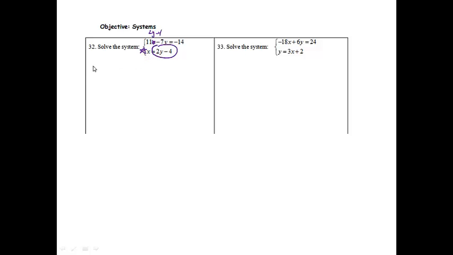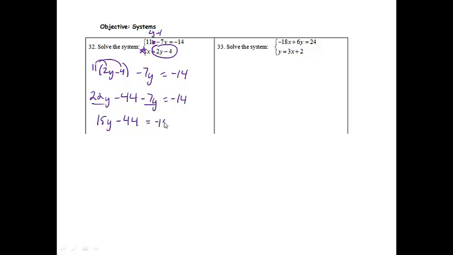So when I go to write this, I have 11, x came out, and 2y minus 4 is in its place, minus 7y equals negative 14. I'm now going to distribute, so I'll get 22y minus 44 minus 7y equals negative 14. Now we get to combine like terms. 22y minus 7y is 15y minus 44 equals negative 14. I'm now going to add 44 to both sides. So I'll get 15y equals 30, and then I'll divide both sides by 15, and I get y equals 2.